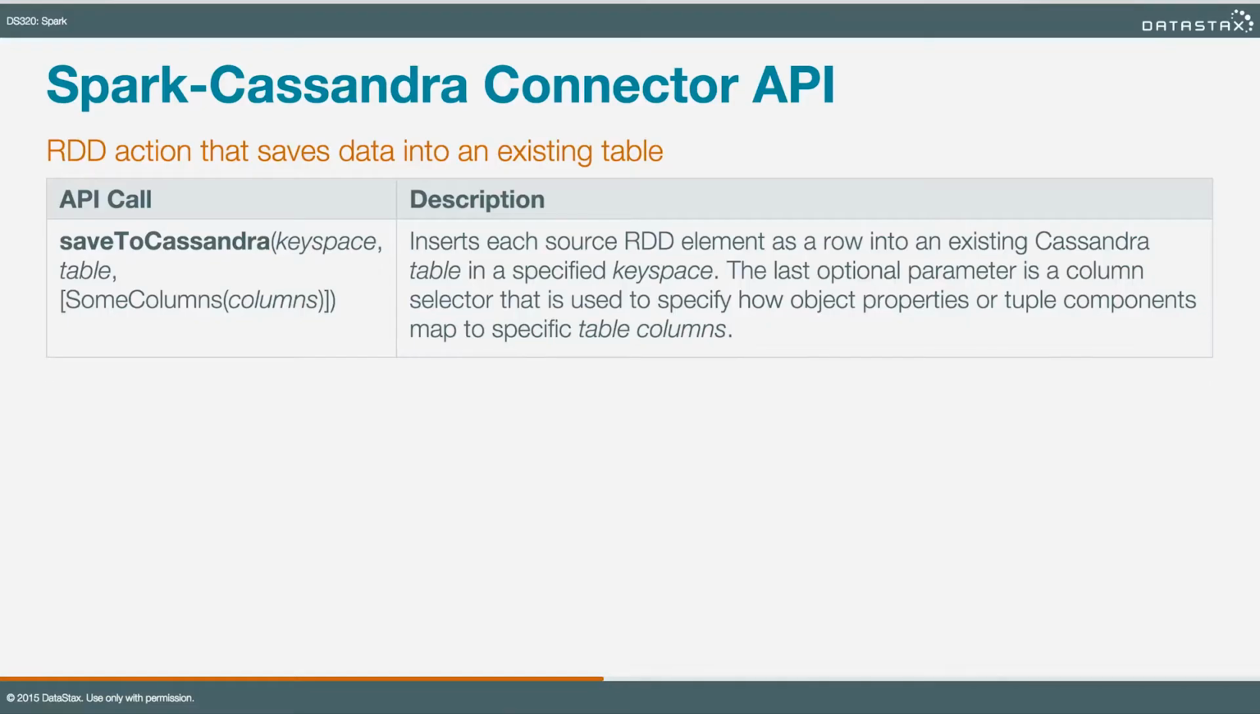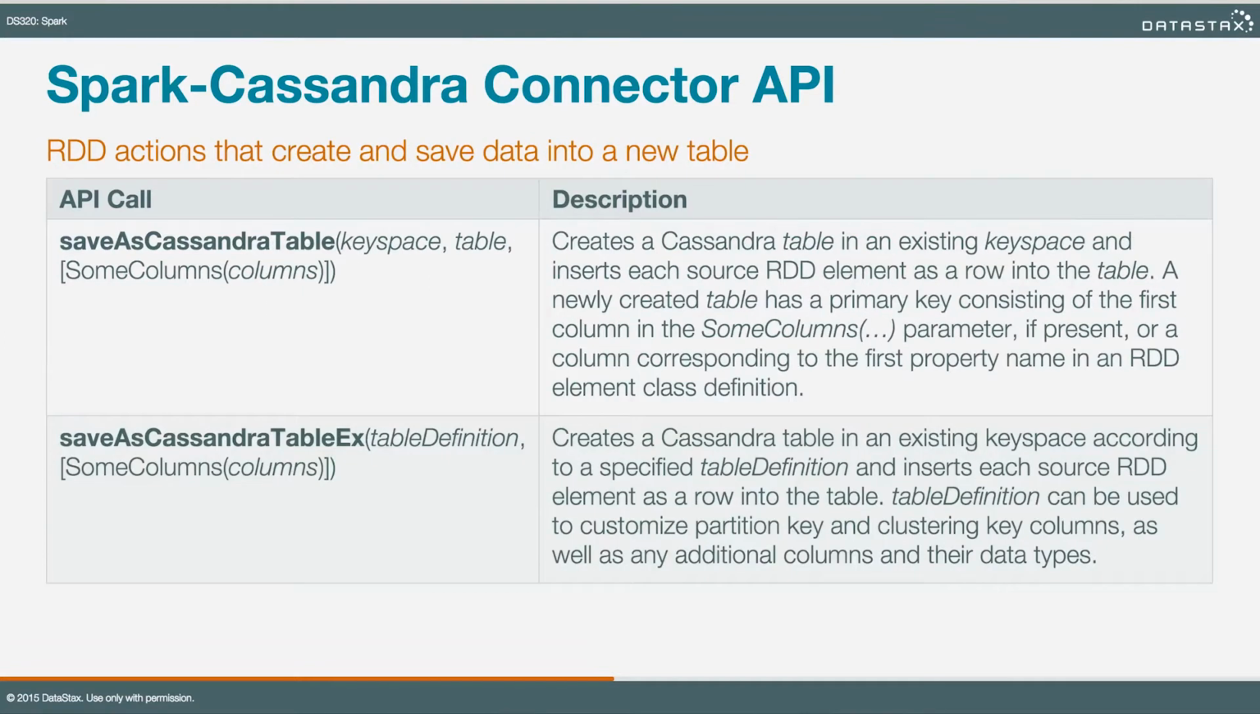The key method that we need to write data back to Cassandra from Spark is saveToCassandra. This is called on an RDD and writes each record, each element from the source RDD, into the destination table in the destination keyspace, optionally selecting just certain columns from the source RDD.